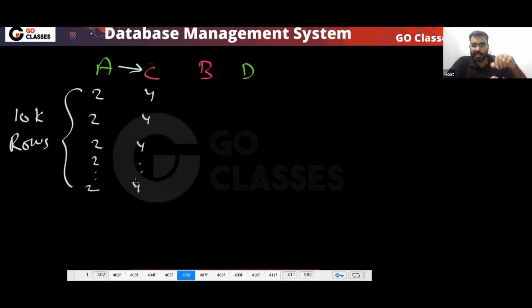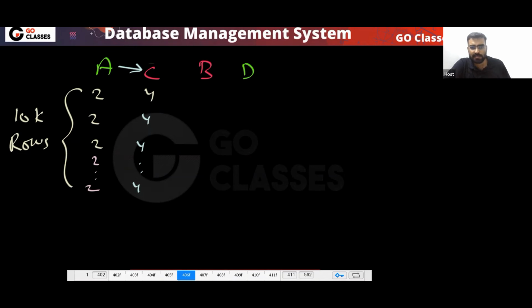Ekta is asking, can this be repeating in any functional dependency? Yes, in any functional dependency this will happen, except in BCNF. If your LHS is a super key, then it will not happen. Ekta, why? Because the LHS will not repeat, so the RHS will not repeat. Yes or no? LHS is not repeating, so the data will not repeat.